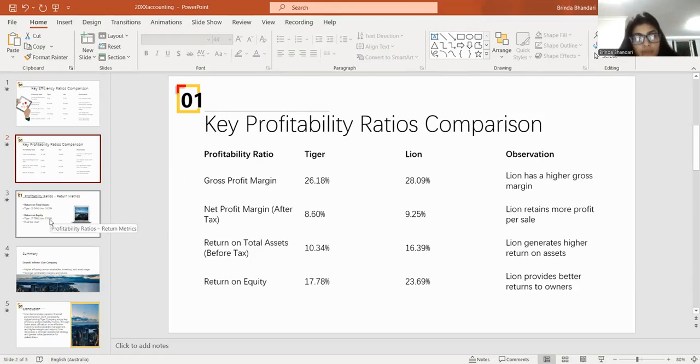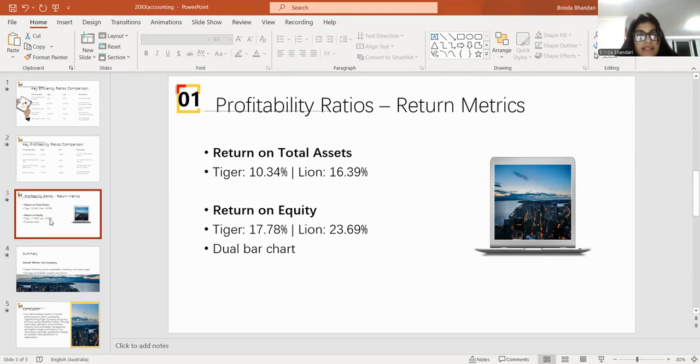Moving on to the return on total assets before tax, Tiger achieves 10.34%, while Lion reaches 16.39%. This shows that Lion is earning significantly more from its assets. Lastly, we evaluate return on equity. Tiger stands at 17.78, but Lion posts an impressive 23.69, reflecting a better return for shareholders.